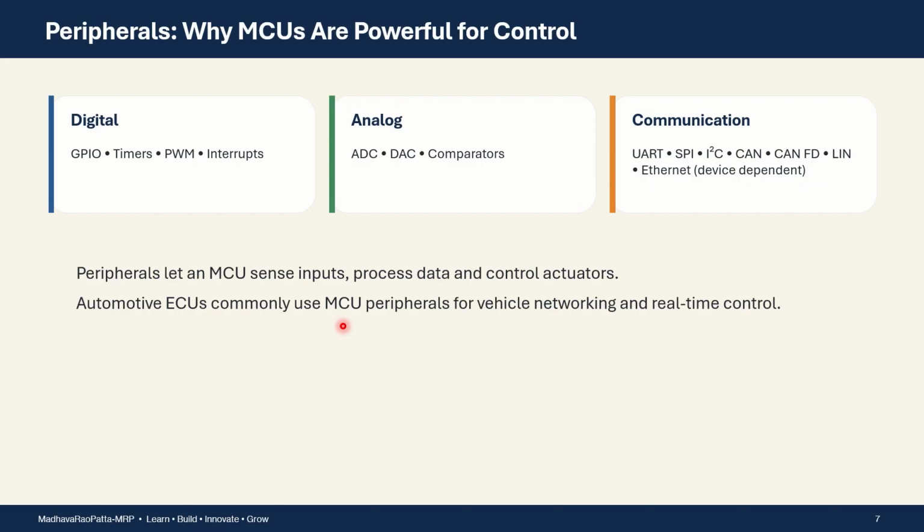Why are microcontrollers powerful for control? This is where microcontrollers become especially powerful for embedded applications. A microcontroller can include GPIO, timers, PWM, ADC, DAC, and communication interfaces, all integrated in a single chip. Communication peripherals can include SPI, I2C, CAN, CAN-FD, LIN, and, depending on the microcontroller, Ethernet on some devices. For example, automotive ECUs may use CAN or CAN-FD to communicate with other ECUs.